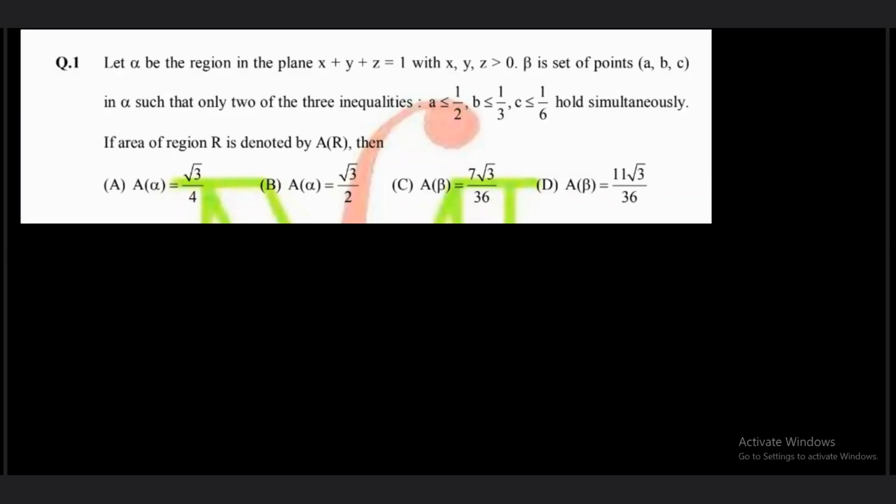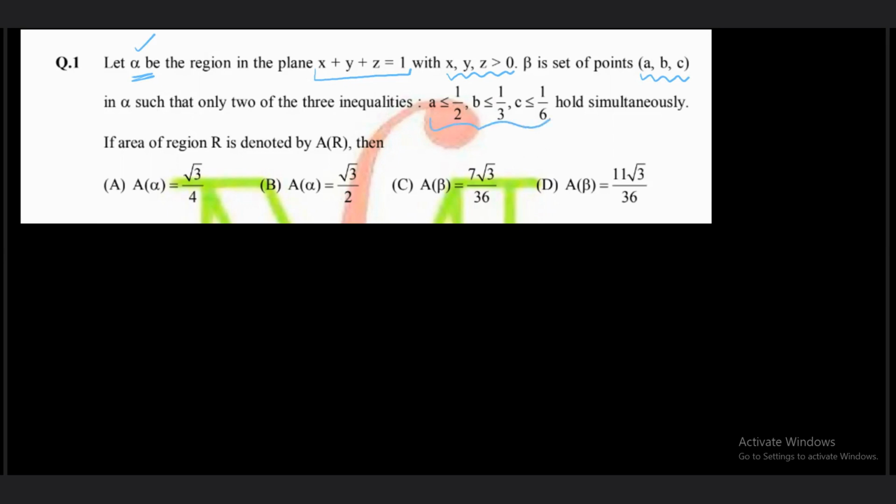The question says that let alpha be the region. So alpha is actually denoting the region in the plane x plus y plus z equals to 1 with x, y, z greater than 0. That means they are talking about the first octant where x, y, z all are positive. Beta is the set of points (a, b, c) in alpha. That means now they are talking about those points in the same region alpha, that is in the first octant, such that only two of the three inequalities hold simultaneously.